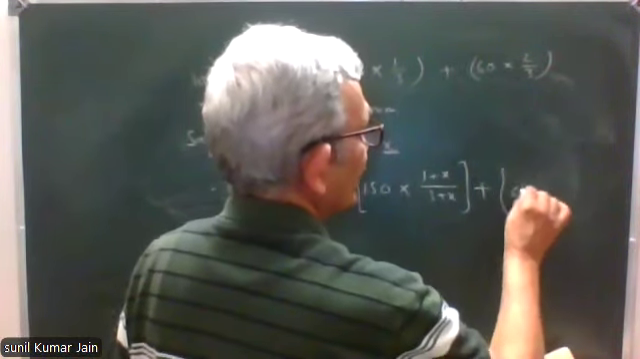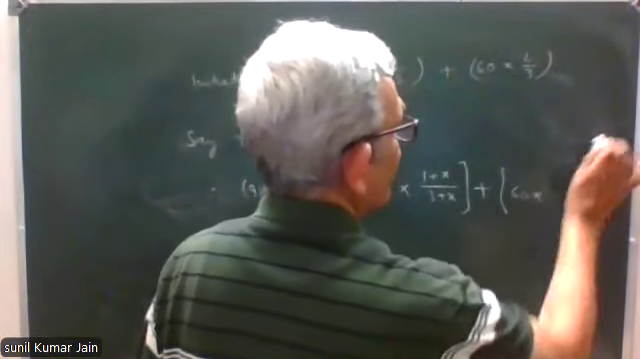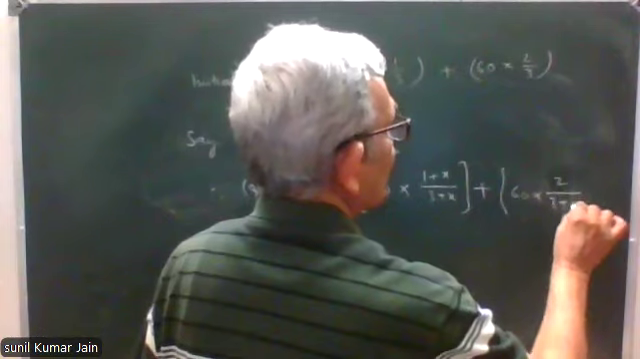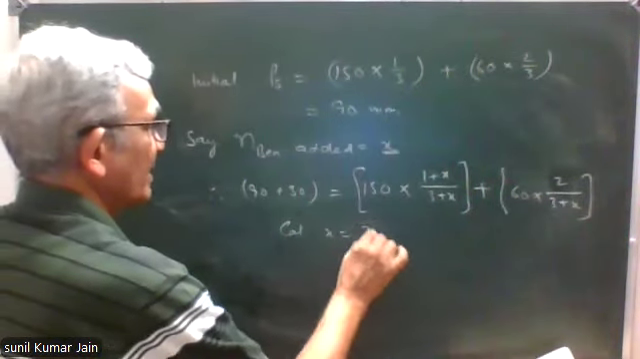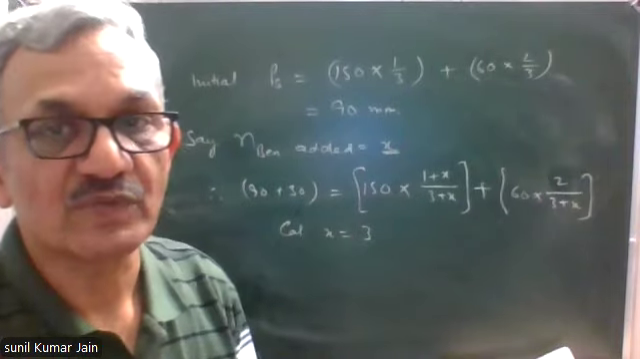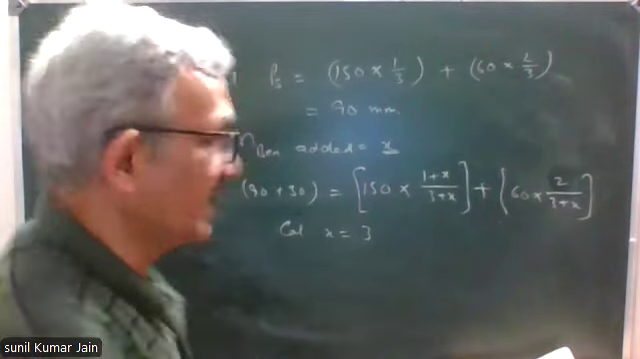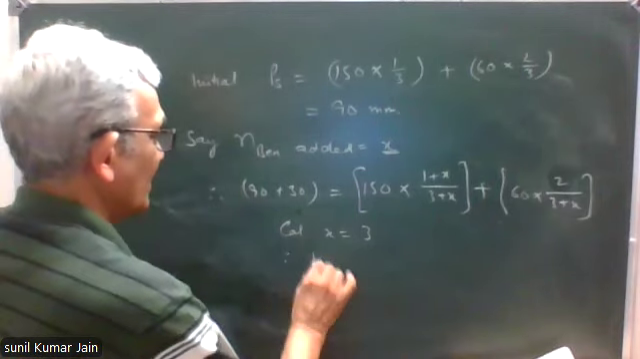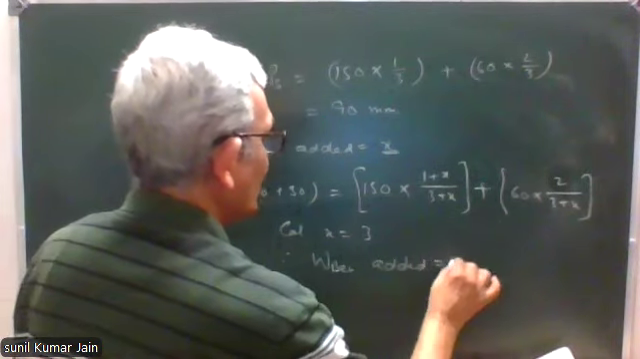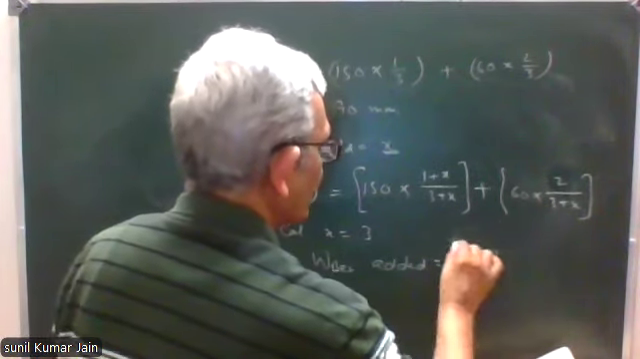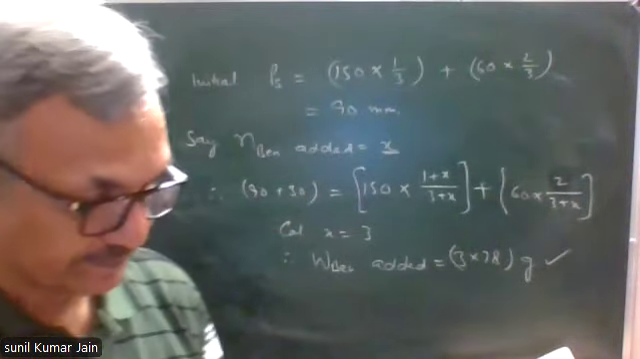P naught toluene will not change. Mole fraction of toluene will be 2 divided by 3 plus X. Now from this, calculate the value of X. X will come out to 3 moles. It means 3 moles of benzene should be added. Therefore, weight of benzene added will be 3 into molecular weight. So many grams of benzene should be added.